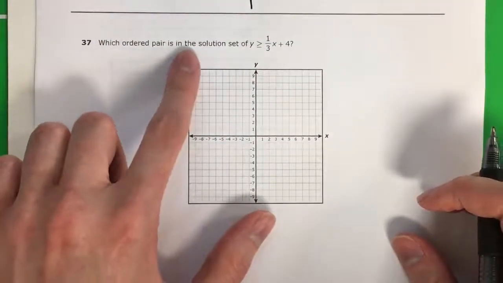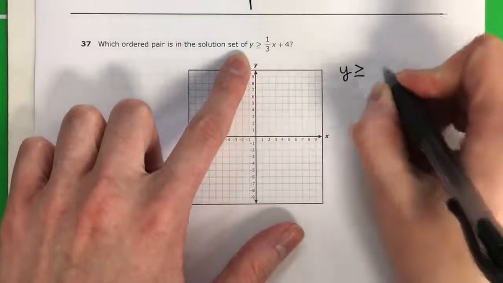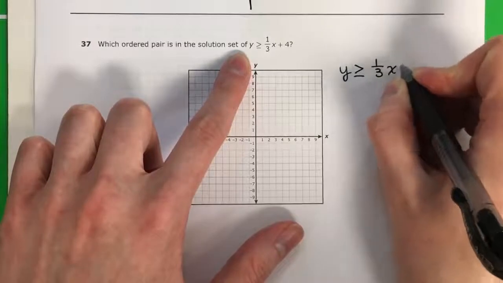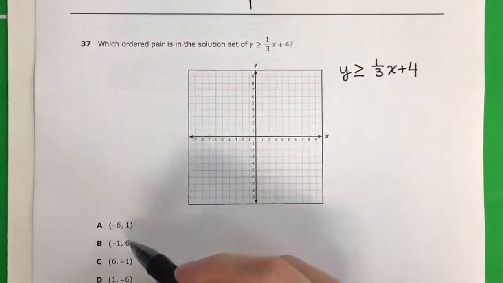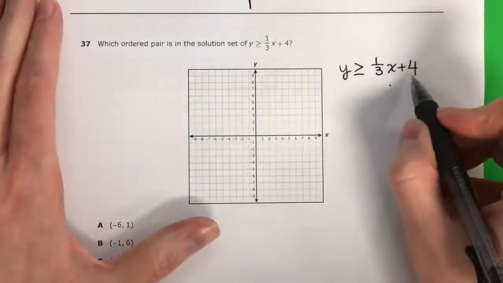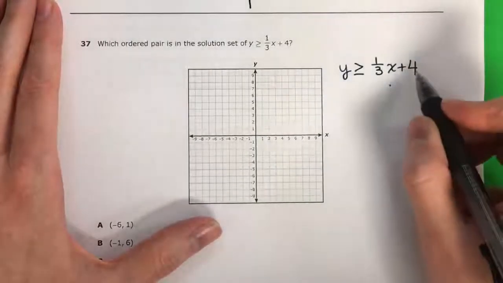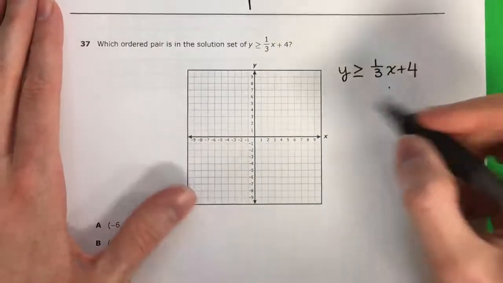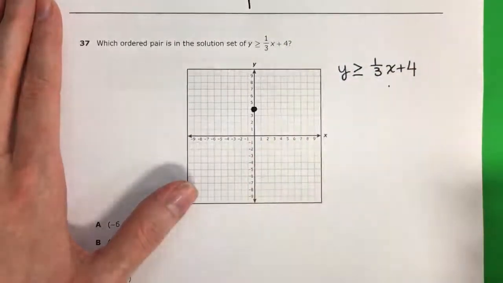Which ordered pair is in the solution set y is greater than or equal to 1/3 x plus 4? Well, I need to figure out which one of these is the solution for this. First, I'm going to put my y-intercept on the graph. I want to graph this. So my y-intercept is 4. I'm going to graph it on the y. Here it is. Y-intercept is 4.